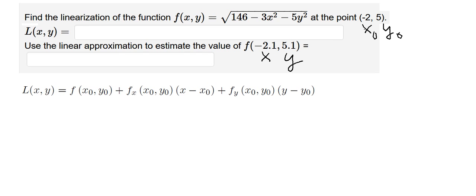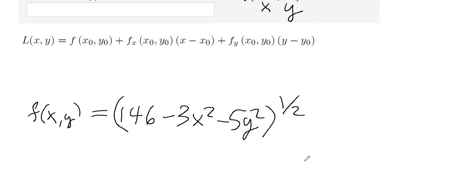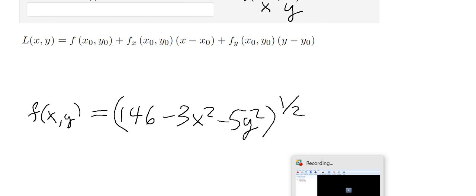So we need our partial derivatives right here. So let's go ahead and write our f of x y as 146 minus 3x squared minus 5y squared, and then 1/2 power for our square root. So let's go ahead and find those derivatives at the point -2, 5.